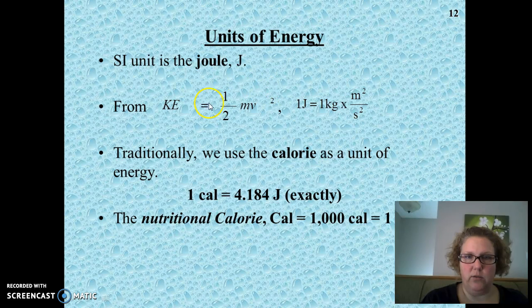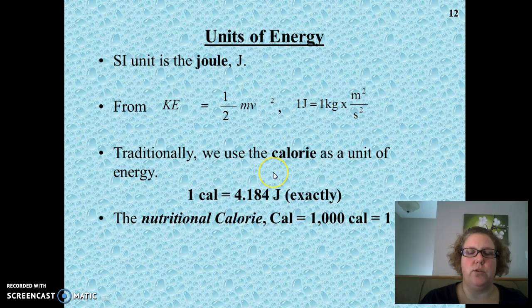If we plug in the units, we've got mass in kilograms, velocity squared gives us meters squared over seconds squared. So 1 kilogram times meters per second squared is a pain to write all the time when you solve for kinetic energy. So instead, we just write J. Okay, 1 kilogram times meters squared over seconds squared is equal to a joule, 1 joule.